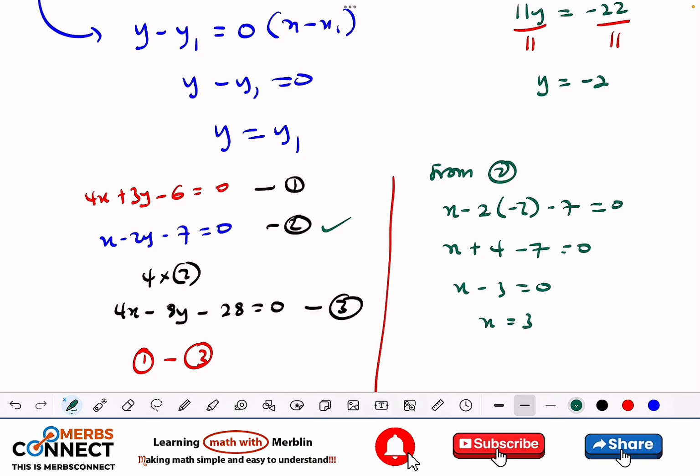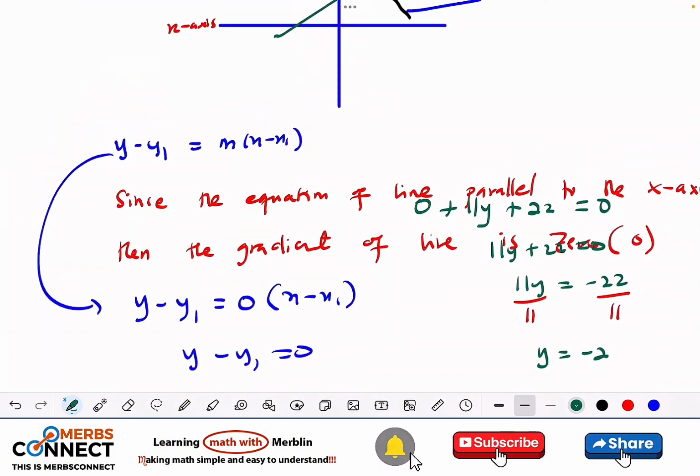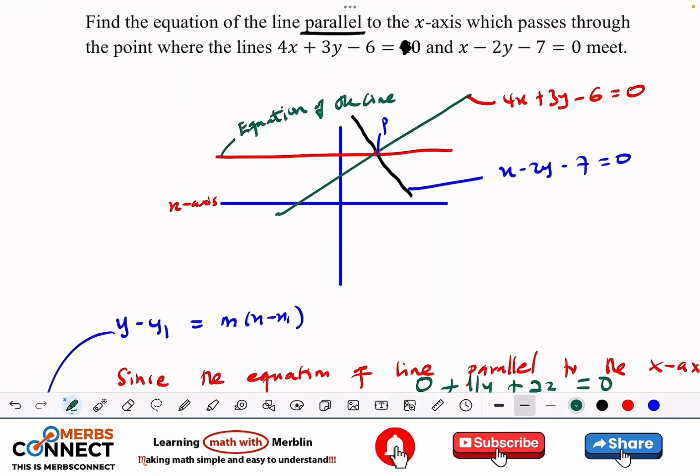So this has helped us to find p. Now p is the coordinate x, y, so it's going to be 3, minus 2. So now we know p is equal to 3 and minus 2. So don't forget, this one here is x1 and this one here is y1.